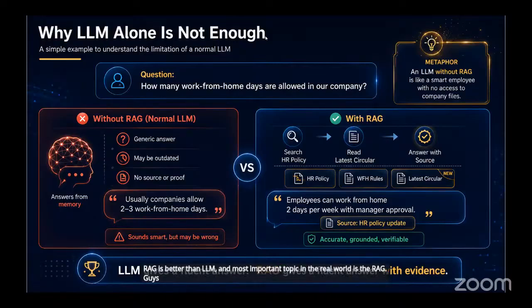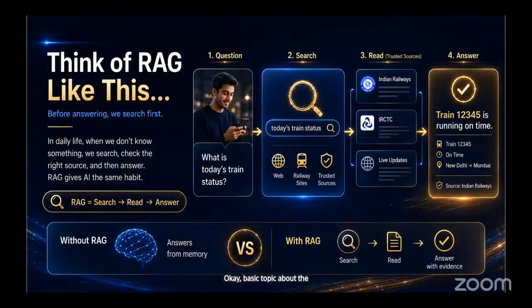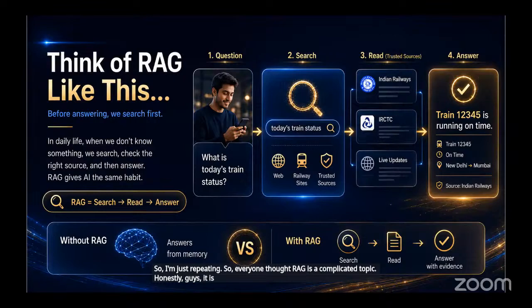Guys, in today's class, I'm just covering the basic topic about RAG only. Think RAG. RAG is not complicated. Before answering any question, the AI first searches the correct documents, reads the relevant content, and then gives us the answer. So I'm just repeating. Everyone thought RAG is a complicated topic. Honestly, guys, it is not a complicated topic.